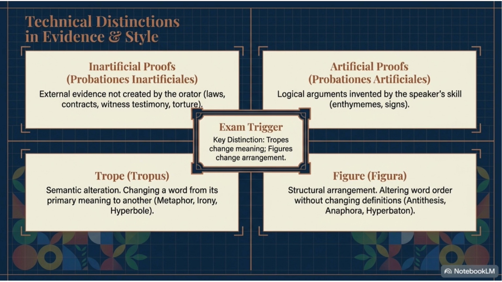Comparing the two types of proof. Let us compare both together. Suppose you are trying to prove that a student attended school. You show the attendance register. That is an inartificial proof because the register already exists. Now suppose you argue, the student attended regularly because his examination performance shows consistent learning. That reasoning is created by your own thinking. It becomes an artificial proof.